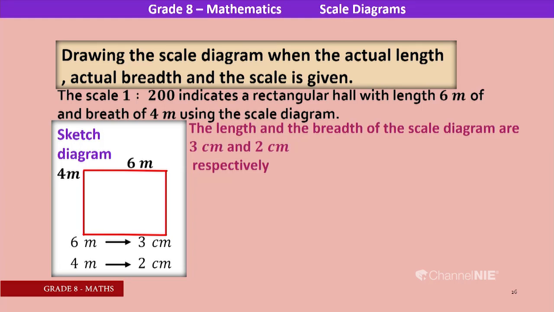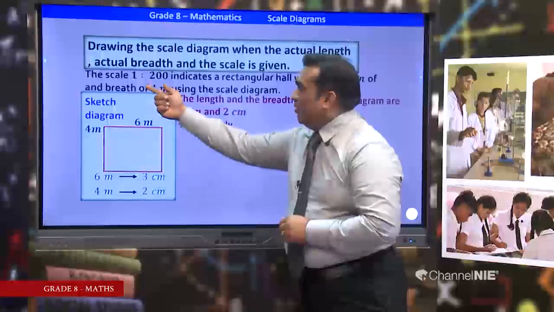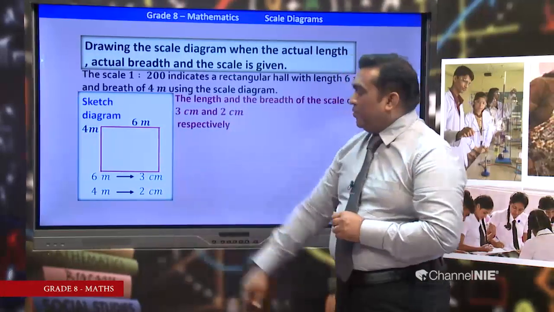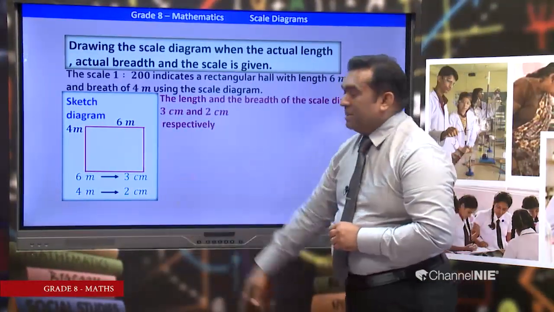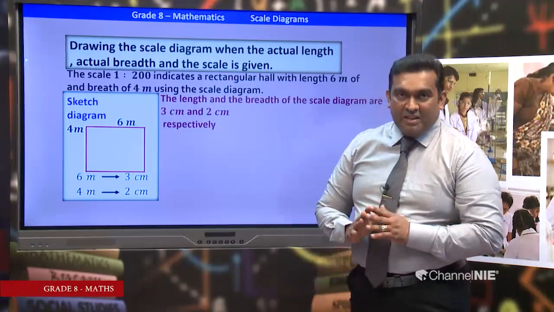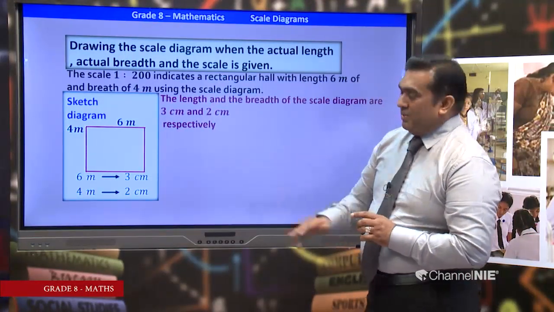How to convert 4 meter into centimeters? Here using this scale, 1 centimeter means 2 meters. 2 meter means 1. 4, 2 multiplied by 2, 1 multiplied by 2. Therefore, 4 meter can be represented using 2 centimeters in the scale diagram. Okay.